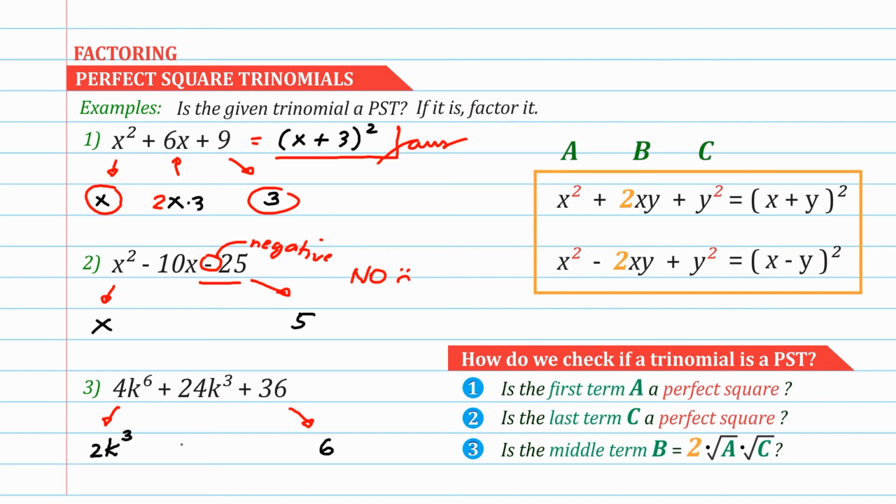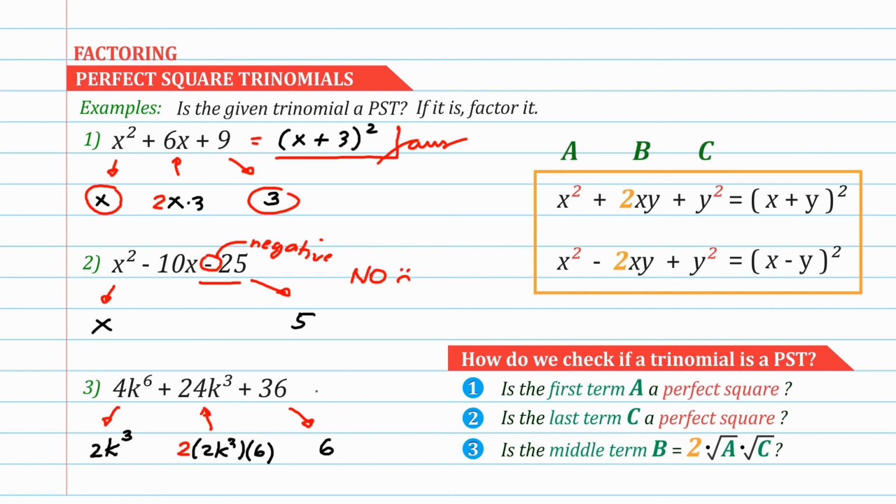Check natin. I-double natin yung product nitong dalawang to. So let's multiply 2k cubed times 6. So 2 times 2k cubed is 4k cubed times 6. It's equal to 24k cubed. Therefore, is the middle term B 24k cubed twice square root ng A and square root ng C?